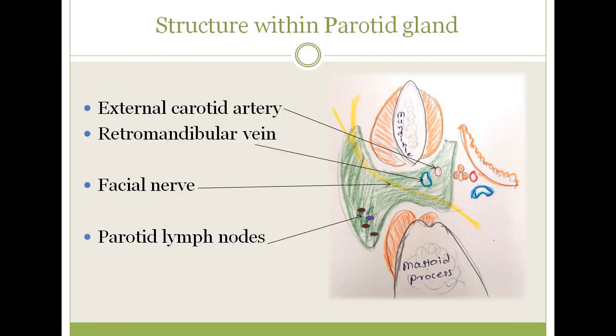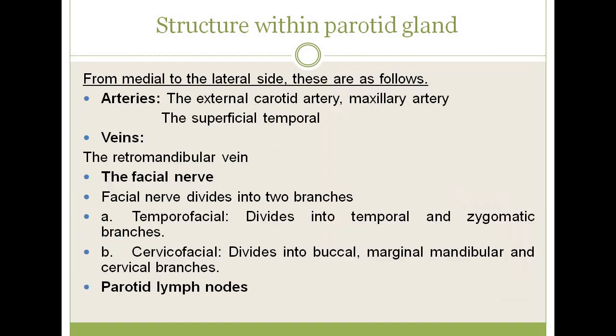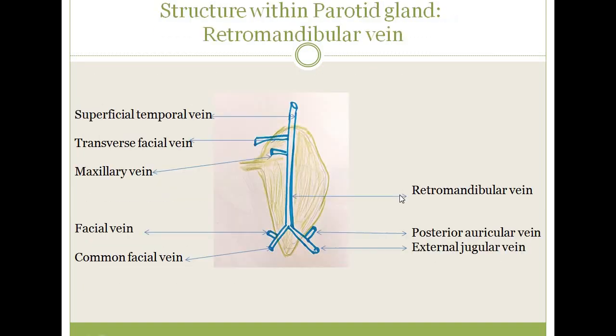Now structures within the parotid gland, these are inside the substance of this parotid gland, and from medial to lateral you can see external carotid artery, then retromandibular vein, then facial nerve, then the parotid lymph nodes. Now we will see one by one these structures.